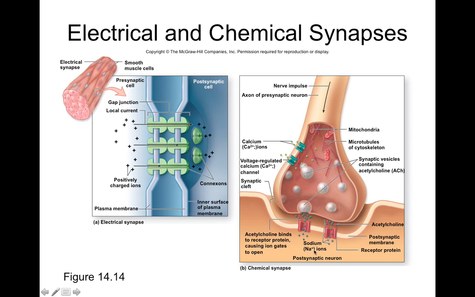Now, this is a chemical synapse, but not all synapses are like this, you guys. We also have electrical synapses. Electrical synapses are basically where cells are connected by gap junctions. So going back to chapter 3 on tissues, we talked about how we had intercellular junctions, and cells could be interconnected by gap junctions. What was a gap junction?